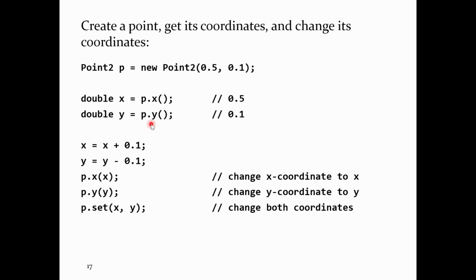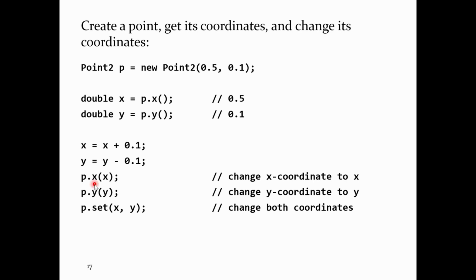p.y gives you the y coordinate of the point. So p.y asks the point p for its y coordinate. That's going to be 0.1. I now have the x and y coordinates, so I can now change them, by subtracting 0.1 and adding 0.1 and subtracting 0.1. I would now like to tell p, hey, change your coordinates to the new x and the new y.